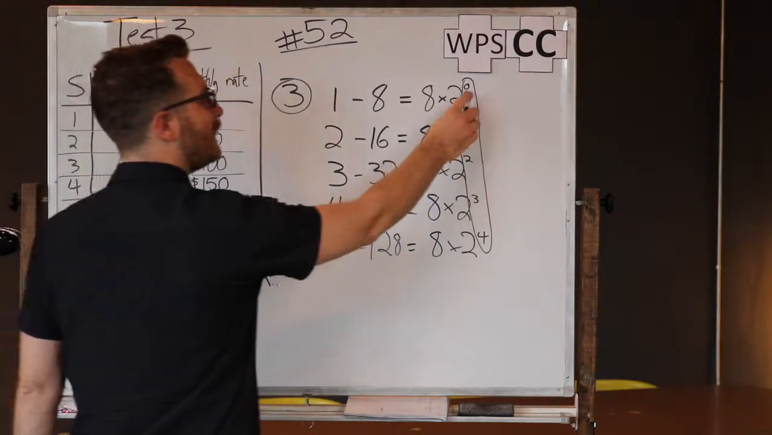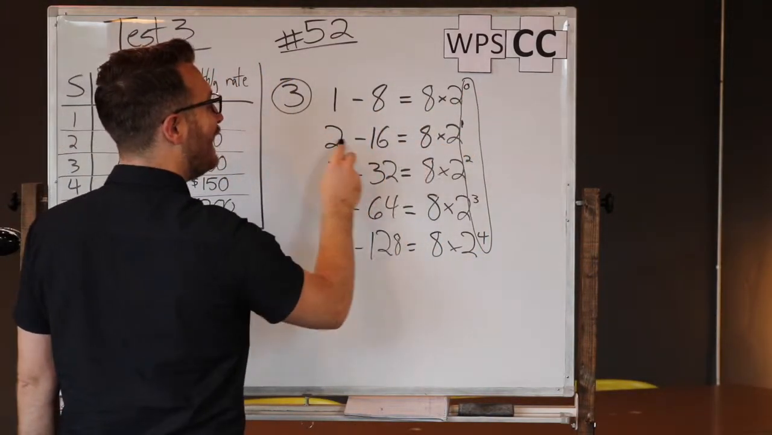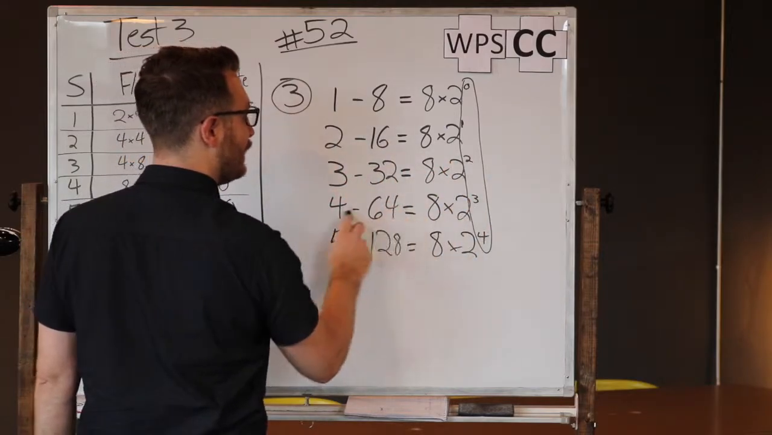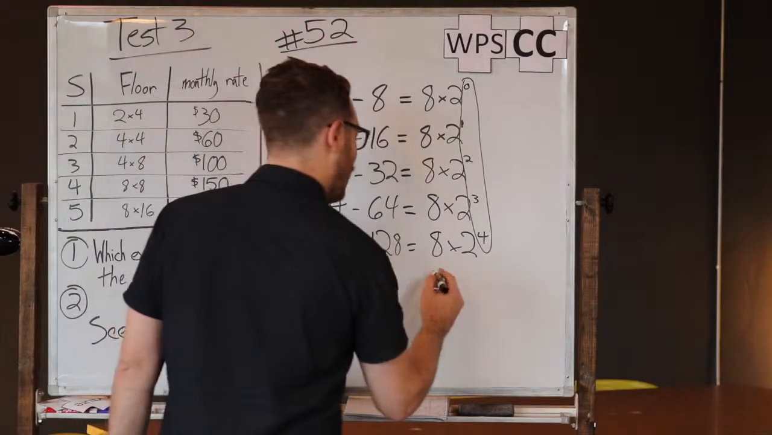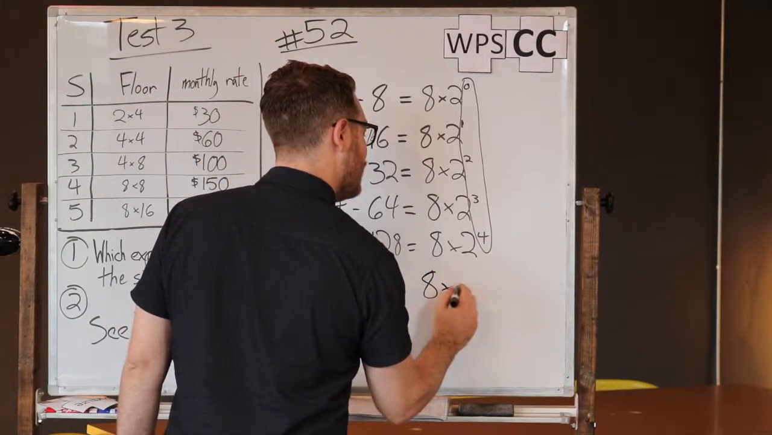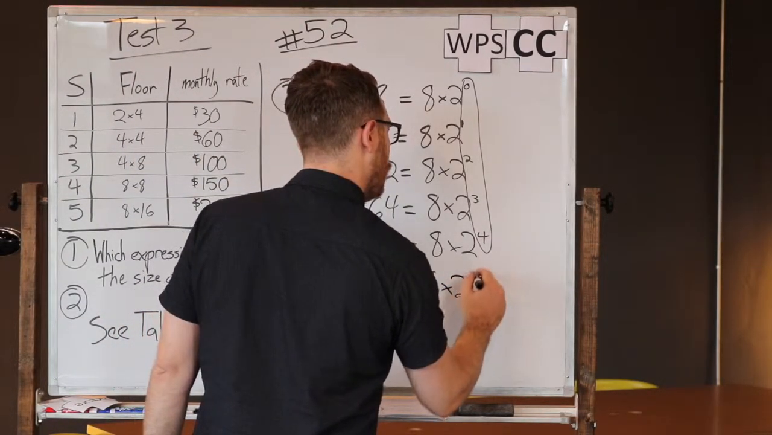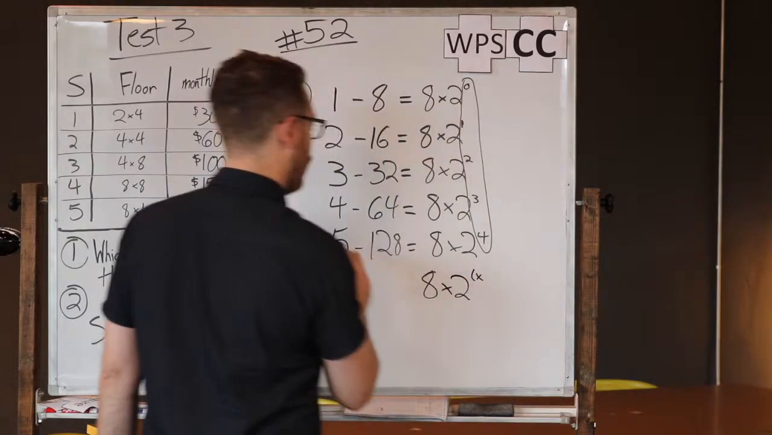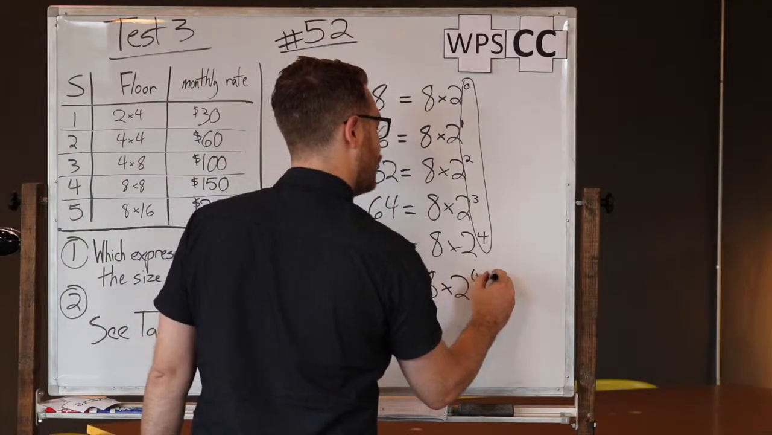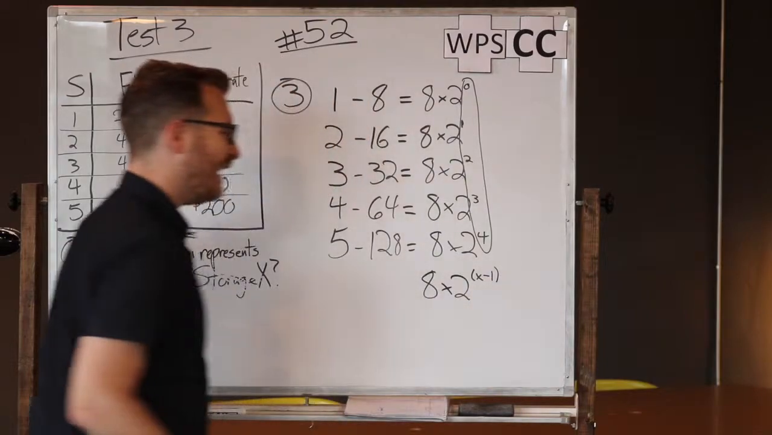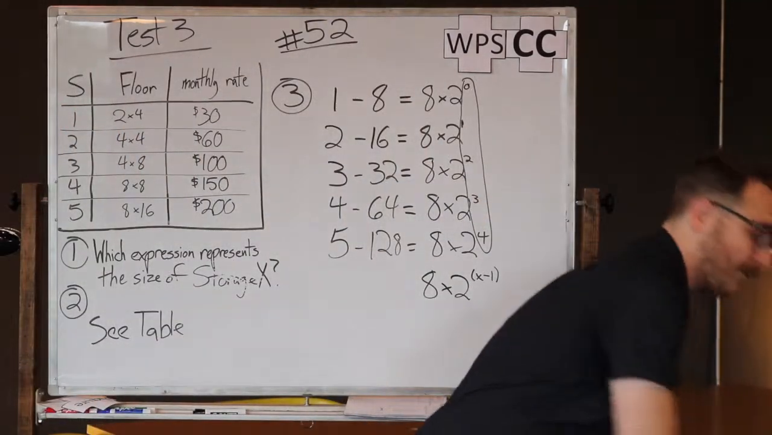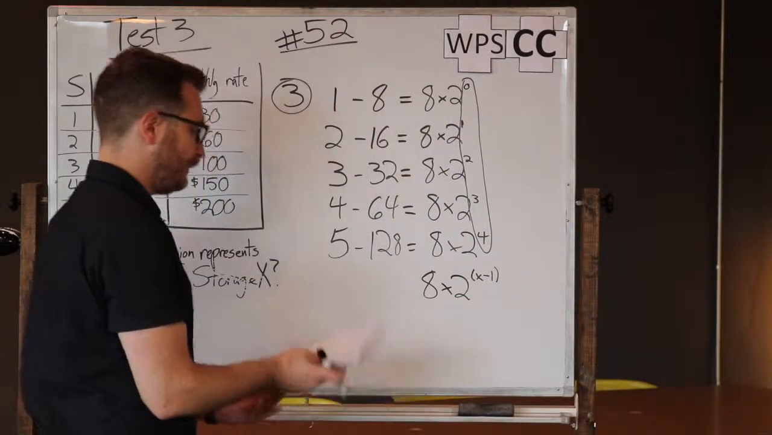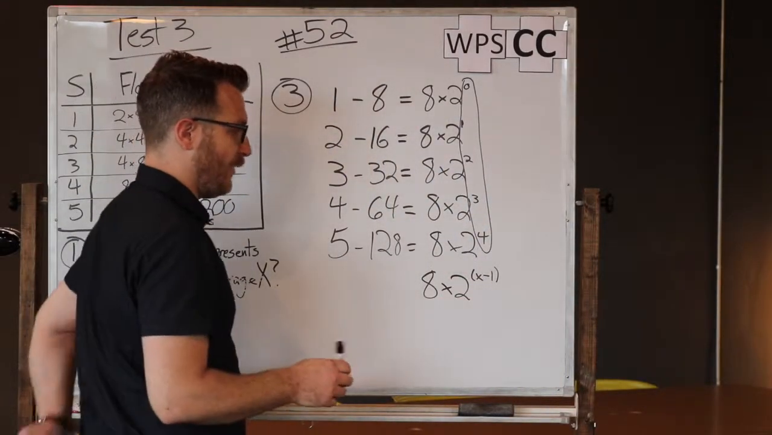And I notice that each exponent is 1 minus the size number, isn't it? Every single time. So I realize that I can represent this as 8 times 2 to the x, whatever storage number we have, minus 1. Now that's still a little bit too complicated. More complicated than the answer choices that they gave you for this question, isn't it? So I'm going to try to break this down even further.